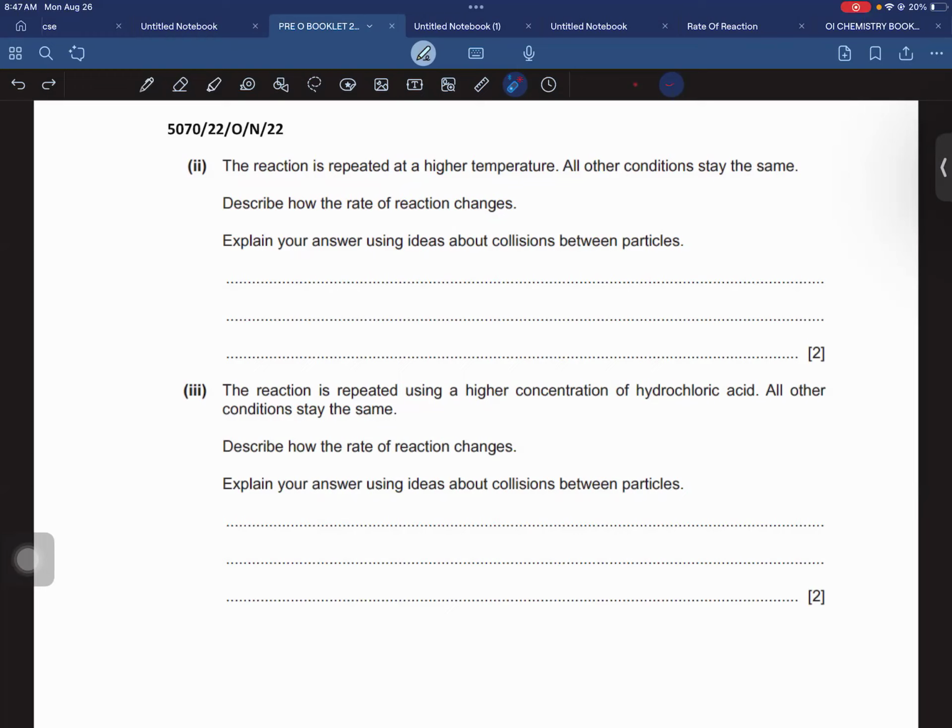Exactly, the rate of reaction is going to increase because the reaction is repeated using a higher concentration. Higher concentration means more particles. More particles means more collisions. When you have more collisions, there is a higher probability of a successful collision. So when there is a successful collision, I can say that the rate of reaction increases.